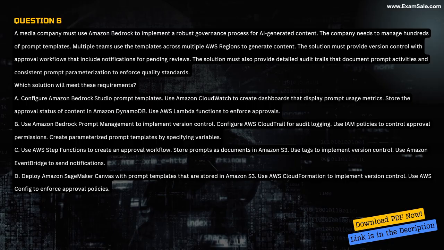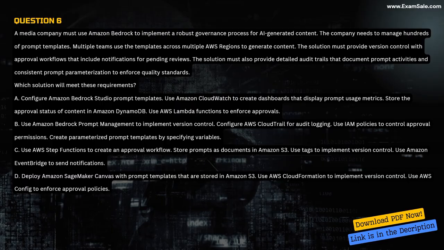Create parameterized prompt templates by specifying variables. C. Use AWS Step Functions to create an approval workflow. Store prompts as documents in Amazon S3. Use tags to implement version control. Use Amazon EventBridge to send notifications. D. Deploy Amazon SageMaker Canvas with prompt templates that are stored in Amazon S3. Use AWS CloudFormation to implement version control. Use AWS Config to enforce approval policies.